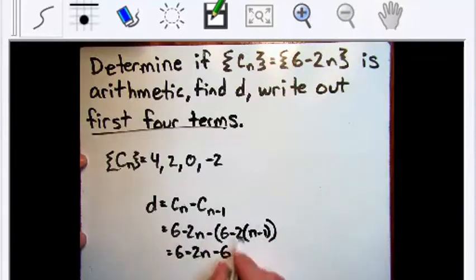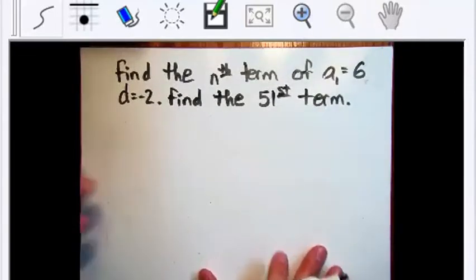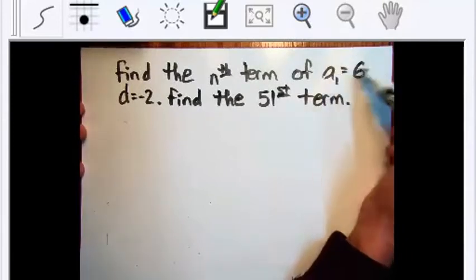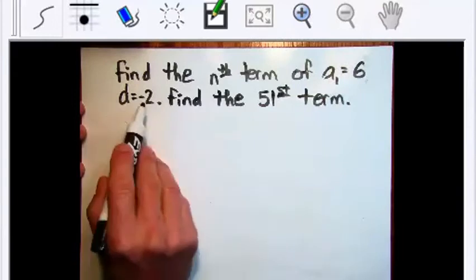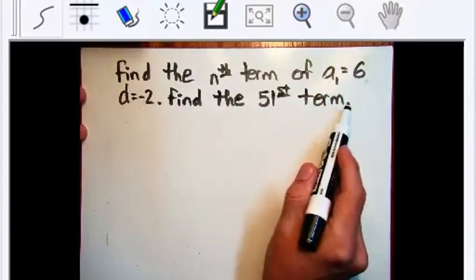So this would be a positive 2. And then combine like terms, the 6's are gone, negative 2n plus 2n, and I'm left with negative 2, which is what we knew we should have gotten. All right, and then here's the last thing. It says find the nth term of the sequence, where a sub 1 is 6. My d value, again, is negative 2. And then also find the 51st term.